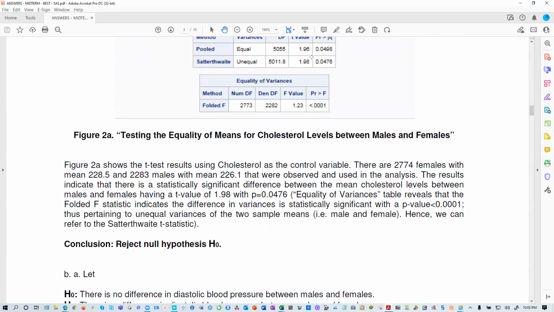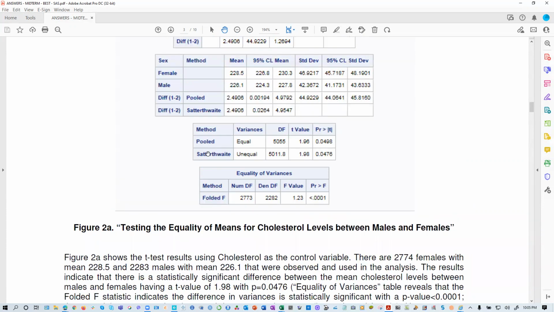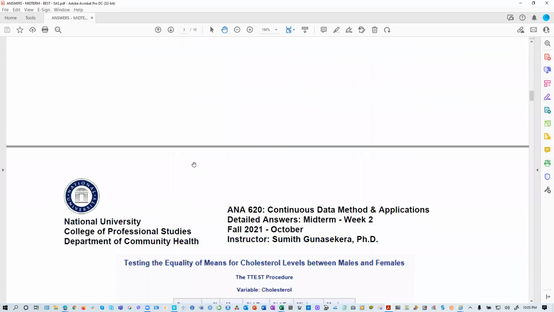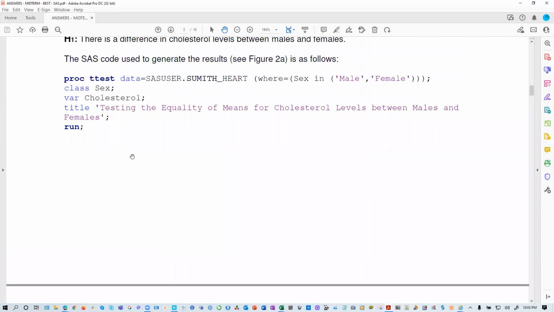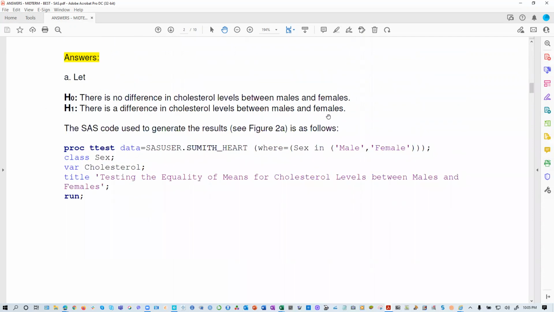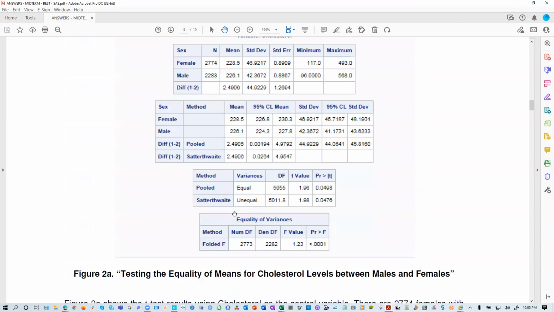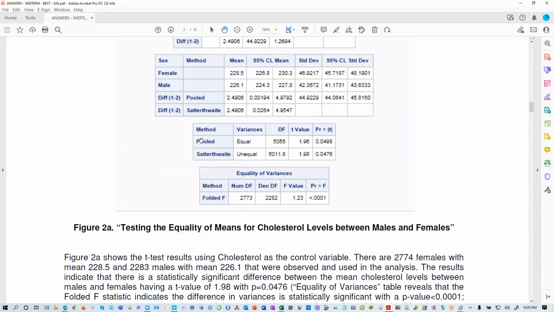Then you use this one to check whether females and males have the same mean cholesterol. To check that one, you may be wondering which one to pick, pooled or Satterthwaite. That can be determined by first looking at this p-value. By looking at that, you can determine that the equality of variances is not satisfied because they were not equal, because we reject H naught. So they were unequal for this.